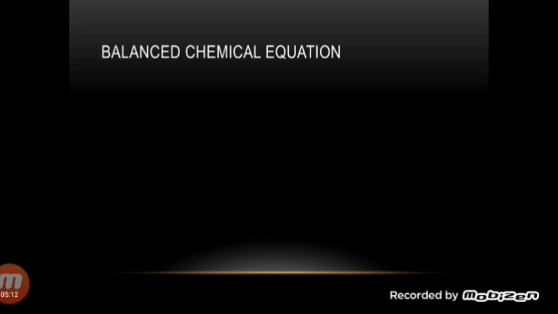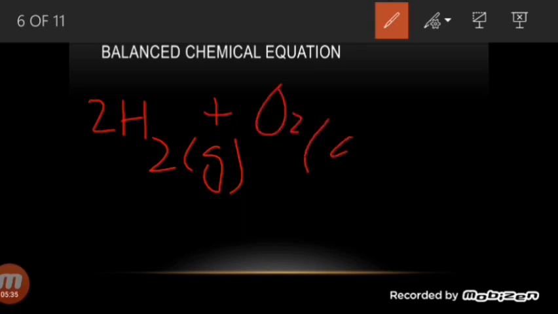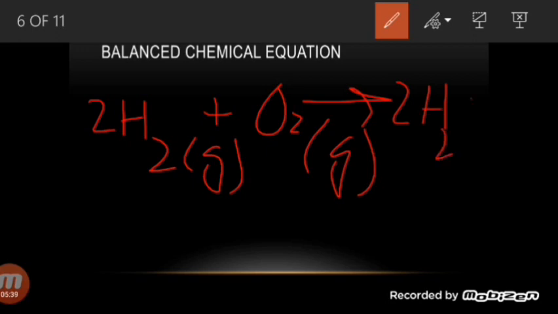In order to balance chemical equations, there are certain very important rules. A balanced chemical equation, always remember, must contain an equal number of atoms of each element on both sides of the equation. For example, we have hydrogen in the gaseous state reacting with oxygen, which is also in the gaseous state, and we will get a water molecule in the liquid state.